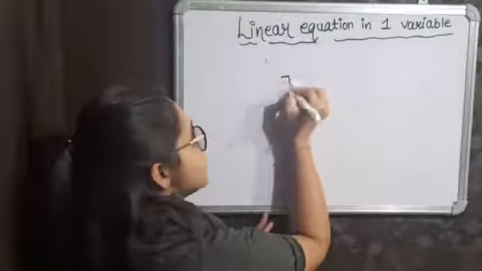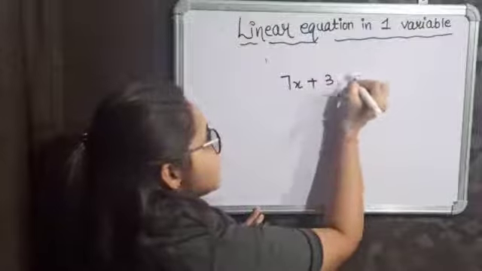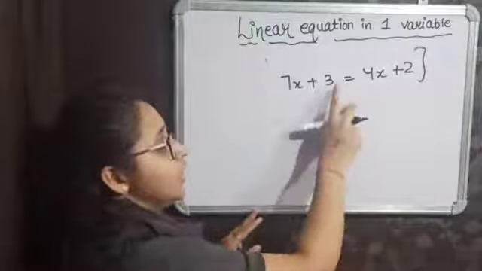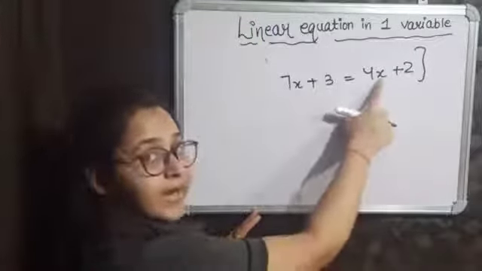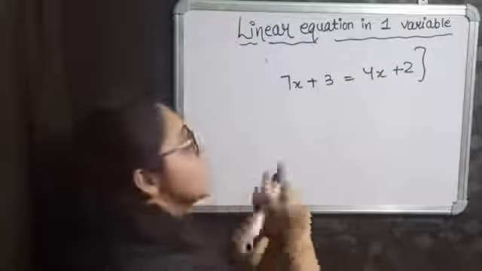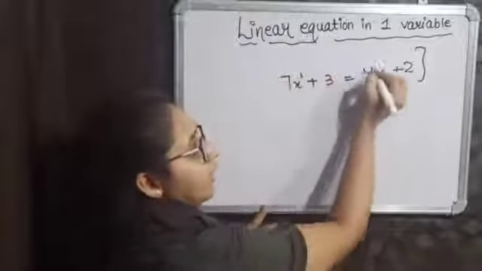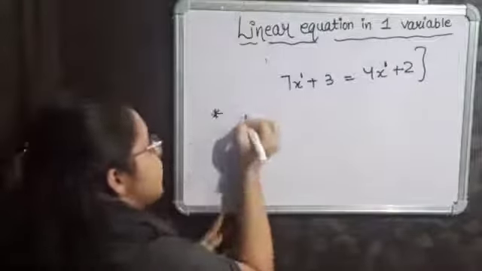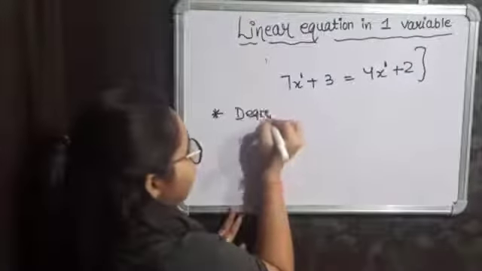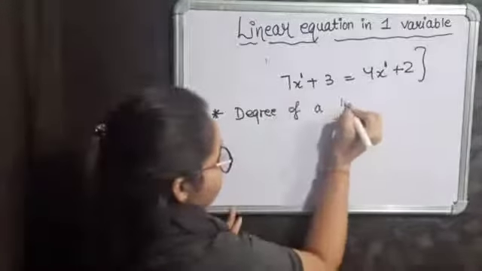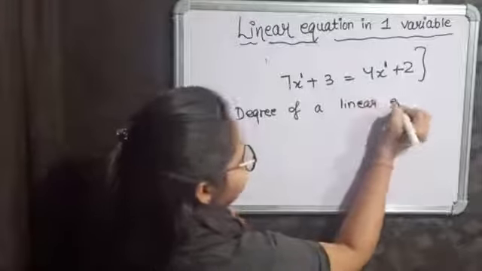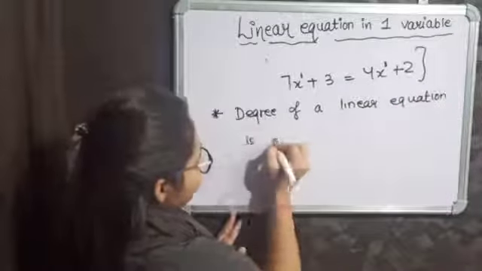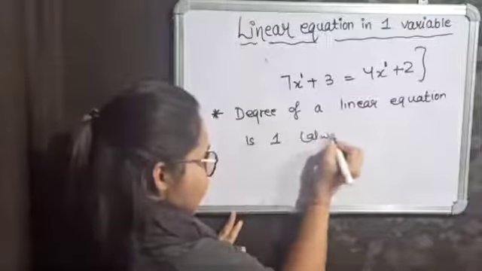The linear equation is 7x plus 3 is equal to 4x plus 2. I am taking this example. It is an equation. It is only of one variable, only x. Is it linear? Yes. And the power is only 1. The highest power is 1. It means this is your result, that the degree of a linear equation is 1 always. Okay?